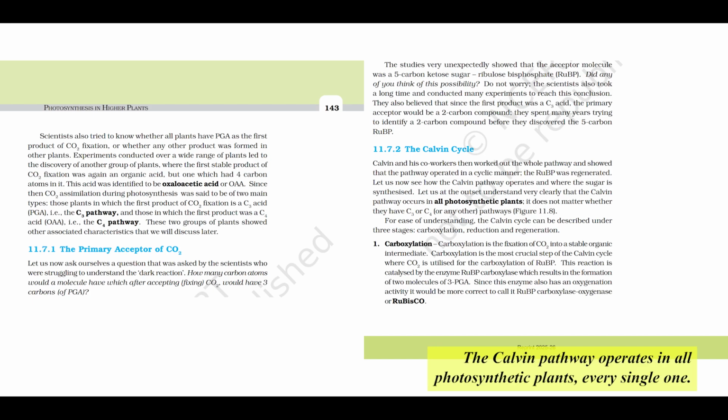The Calvin pathway operates in all photosynthetic plants, every single one. It doesn't matter if a plant is classified as C3 or C4, which we'll get to. The Calvin cycle is the fundamental universal pathway for the actual synthesis of sugars from CO2.